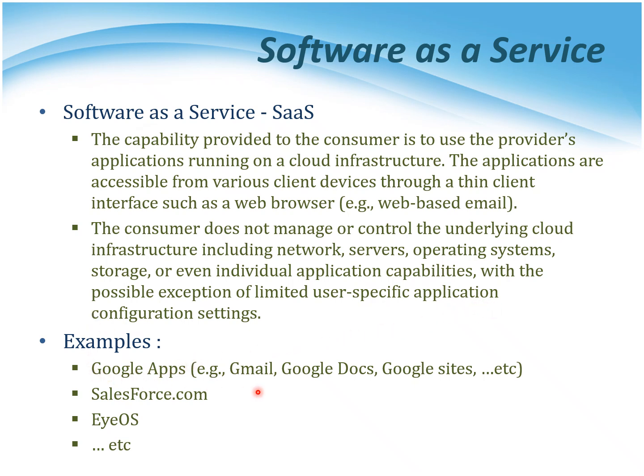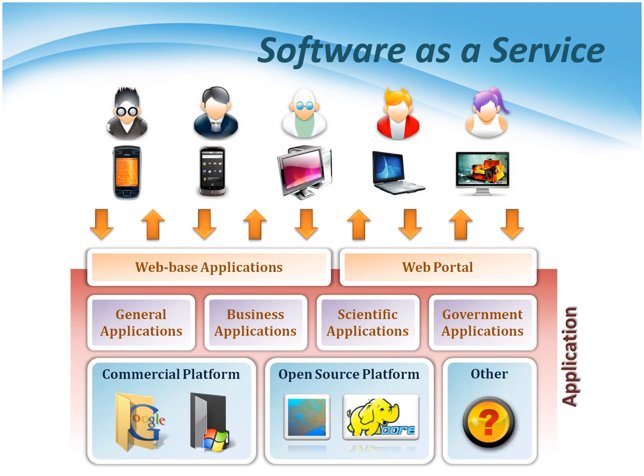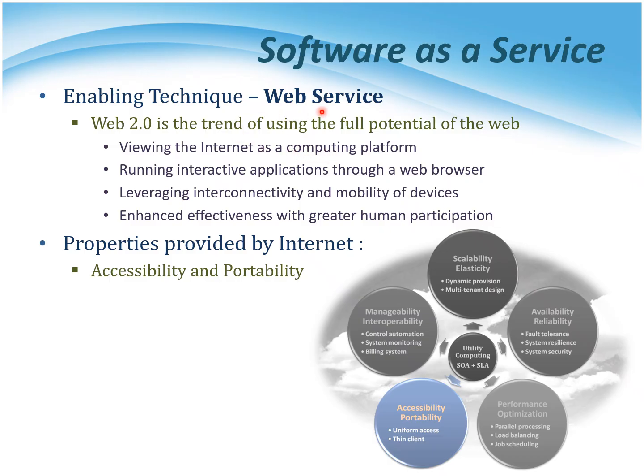So examples are Google Apps, whatever you have, Gmail, Google Docs, Google Sites, etc. Salesforce.com, iOS. So these are the software. They can directly connect to the internet and use those apps. Some apps are free, they can download and use. Some apps require a subscription if they go for prime user. So web application, web portal. All things will be abstracted and they can directly use their software. All applications they can use through the web service.